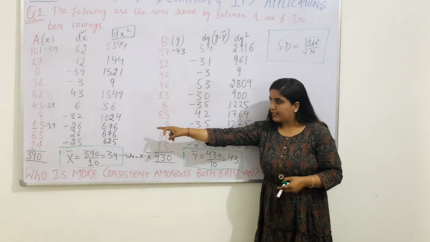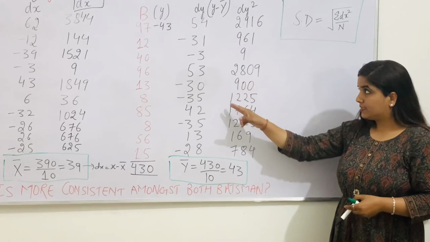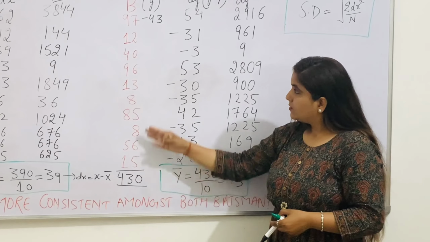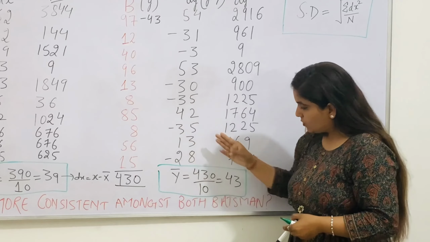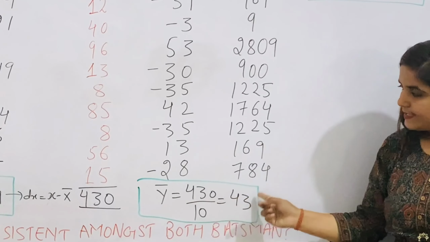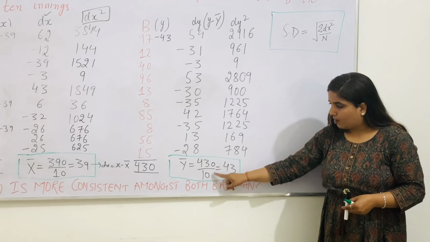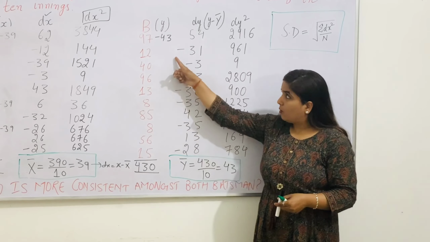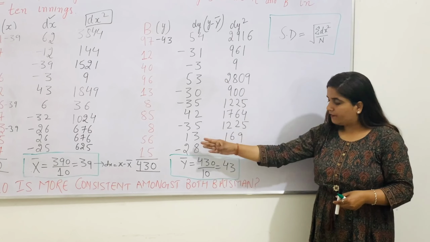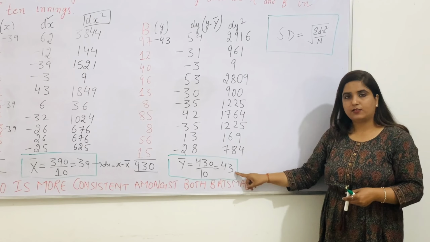Firstly, these complete calculations will be repeated on the second batsman. So here is the process. These are the scores. We will find out y bar. This is the calculation of y bar, which is done in the same way we have done for x bar. It is 430 upon 10. What is 430? Sum of all values in y, and what is 10? It is the number of values given in the statement. So 430 upon 10 gives us 43.